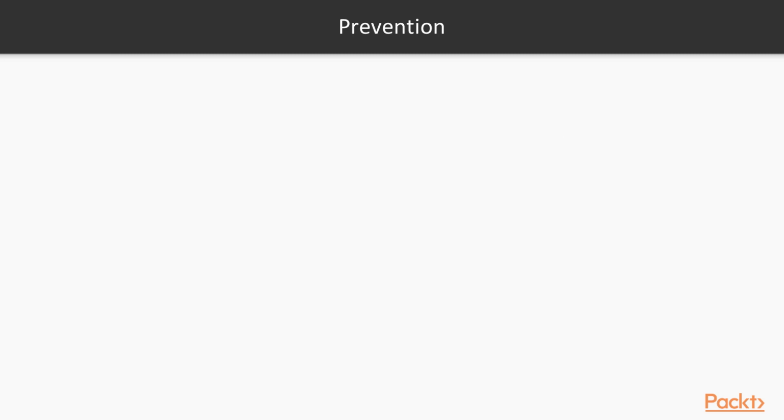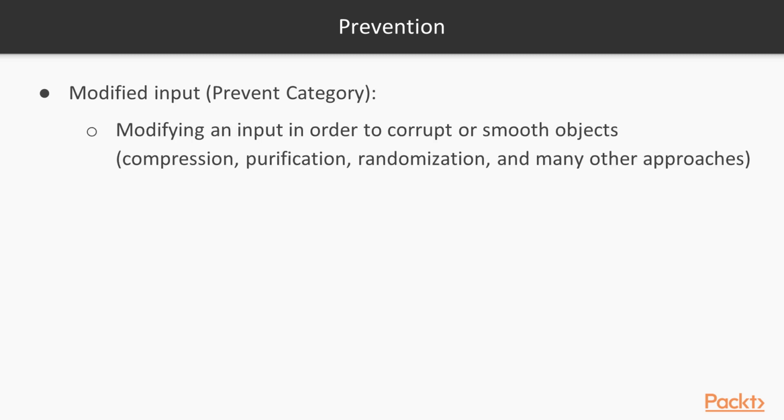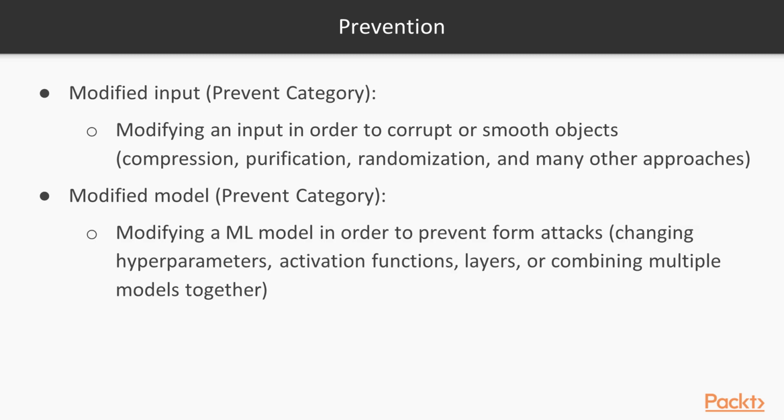Prevention category. In general, there are 2 big approaches to preventing attacks. The first one is by modifying an input. Here we have all defenses which modify an input in order to corrupt or smooth objects in such a way that adversarial modifications won't be detected. The second one is modified model. Collects all defenses which modify a machine learning model in order to prevent from attacks. This can be modification of hyperparameters, activation functions, adding new layers, or combining multiple models altogether.